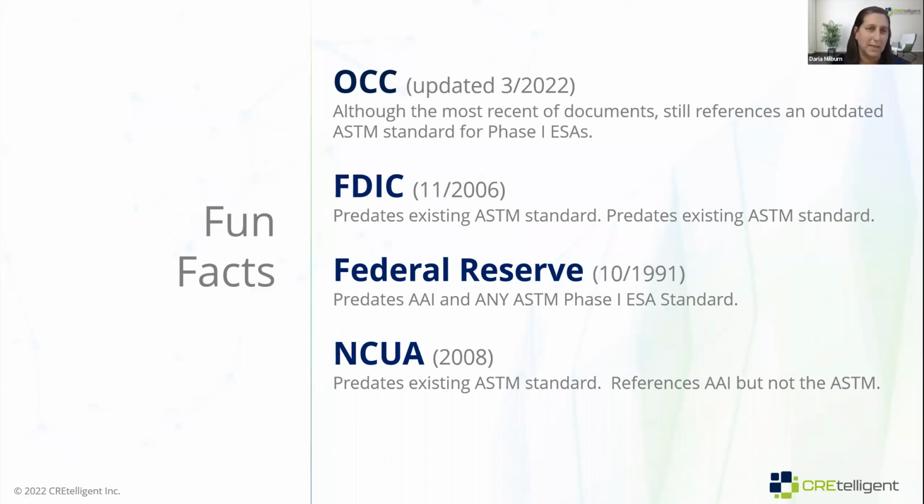These issues are by no means easy to understand, and it's an awful lot for the regulators to keep up with on their own. But if you are an OCC bank, you might want to reach out to them and let them know that it may be time to update that reference. FDIC in 2006, it predates our existing ASTM standard. The Federal Reserve predates any phase 1 standard, and NCUA predates the existing phase 1 standard as well. However, FDIC and NCUA, while they predate the existing standard, reference all appropriate inquiry. They don't reference a specific ASTM standard.